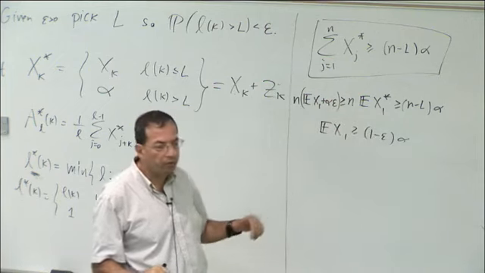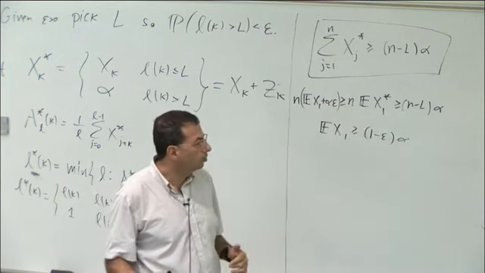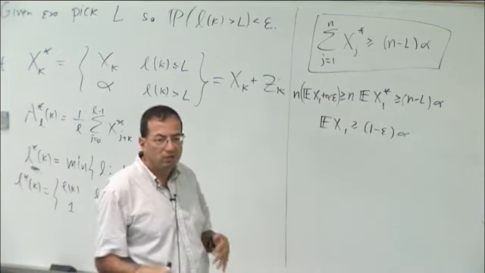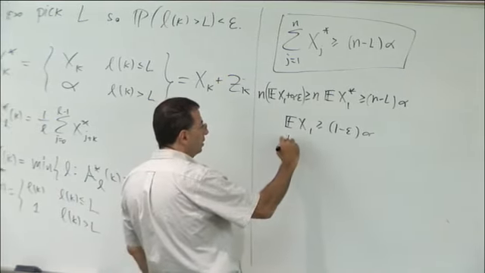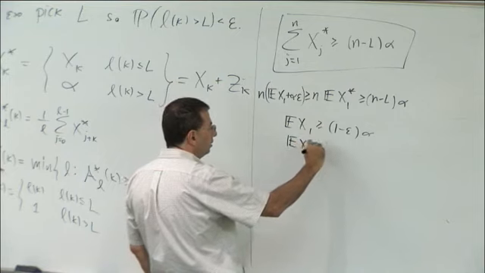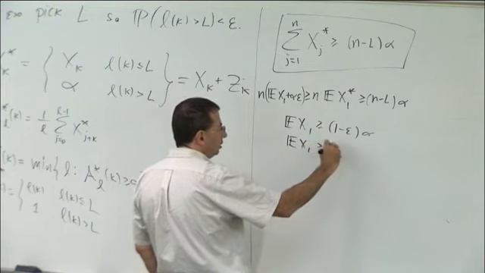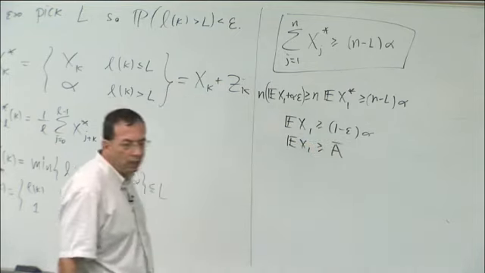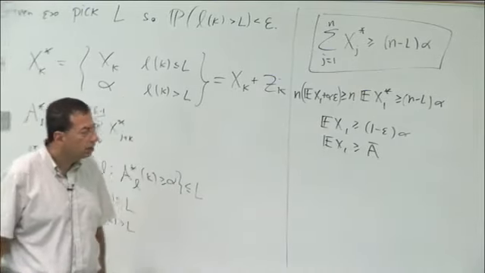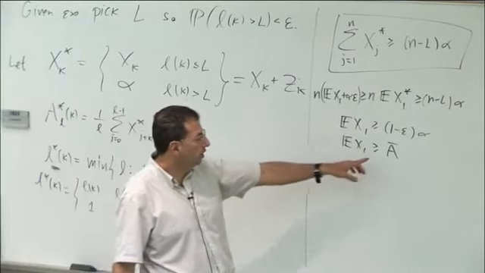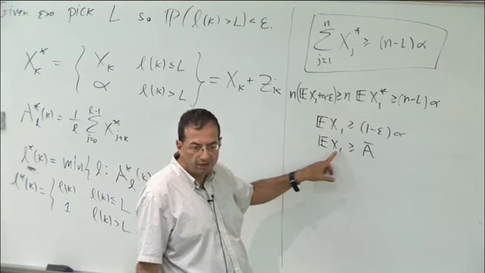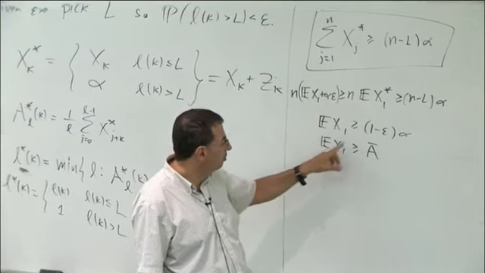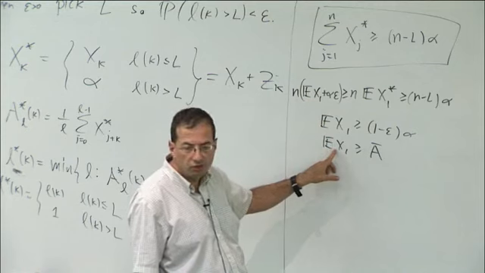So this is true for any epsilon. So the expectation of x1 is greater than or equal to alpha. But this was true for any alpha less than a bar. So we can conclude that the expectation of x1 is in fact greater than a bar, which is a kind of powerful inequality here, because a bar was the lim sup. So we conclude that this lim sup is in fact finite and bounded above by the expectation.